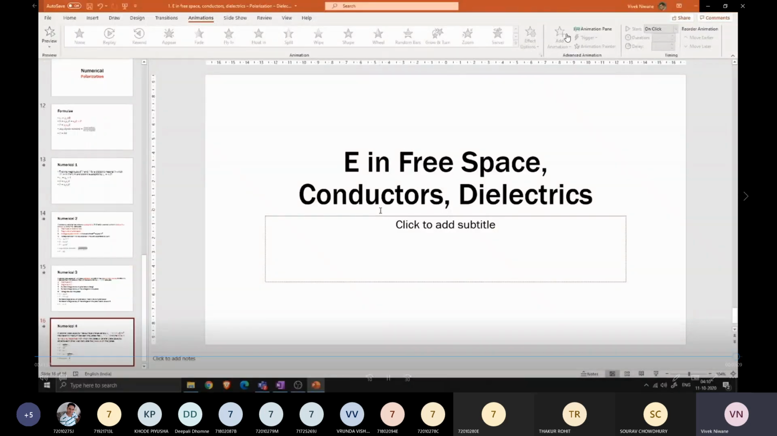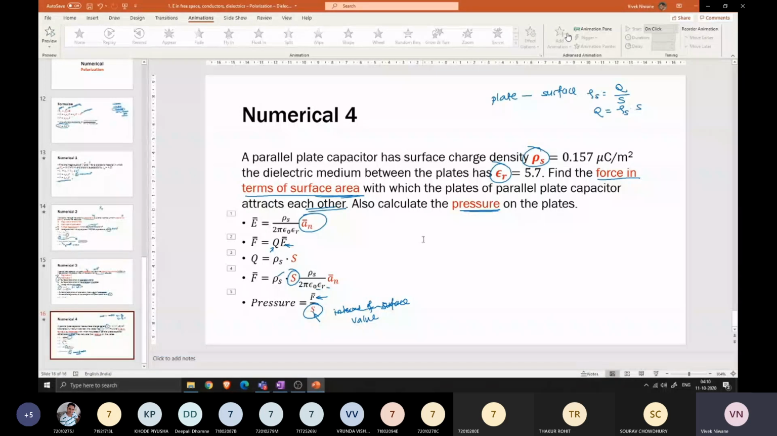So this was about the first of unit number 2, a little bit about the materials and the behavior of electric field inside the materials. So this concludes our today's lecture. Thank you everyone, take care, bye bye.